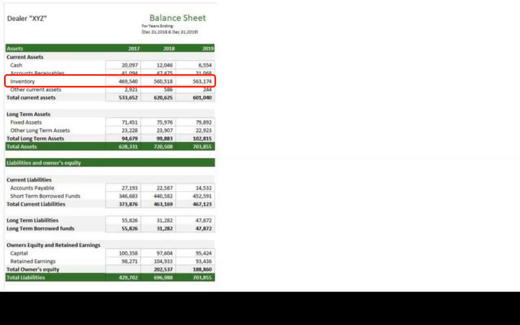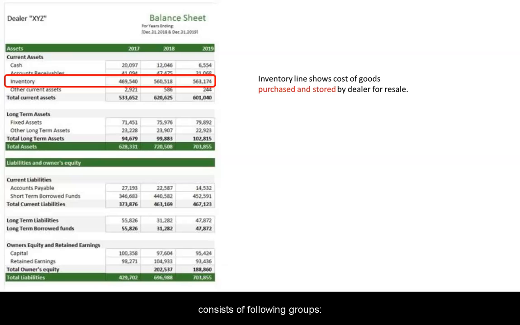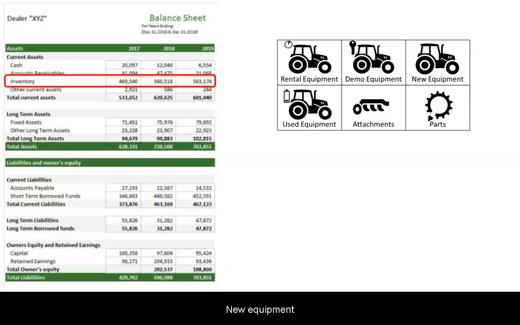Inventory. The inventory line in the dealer balance sheet shows the cost of goods purchased by the dealer for resale. Dealer inventory usually consists of the following groups. New equipment. Rental equipment for resale. Demo equipment for resale. Pull type equipment and attachments. Used equipment. Parts.